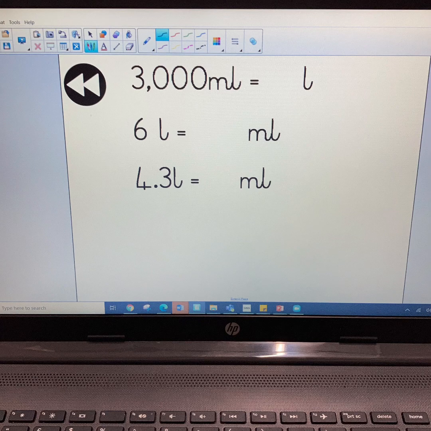Right then, rewind number 2. So this one is different. Why are these different? Well, these ones are looking at millilitres and litres. So we are now looking at capacity or volume, whereas the other one, we were looking at weight. So you need to remember, what does milli mean? So what's the relationship between millilitres and litres? Pause the video, off we go.